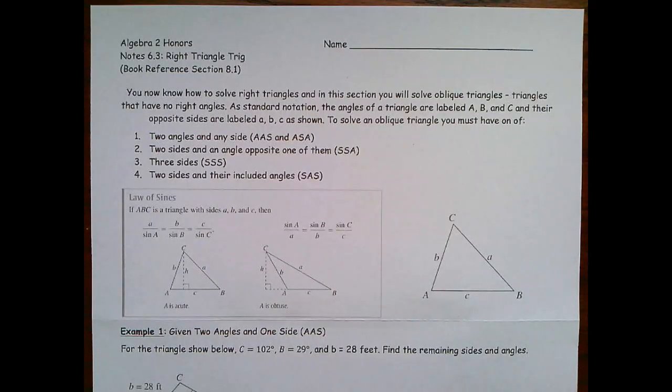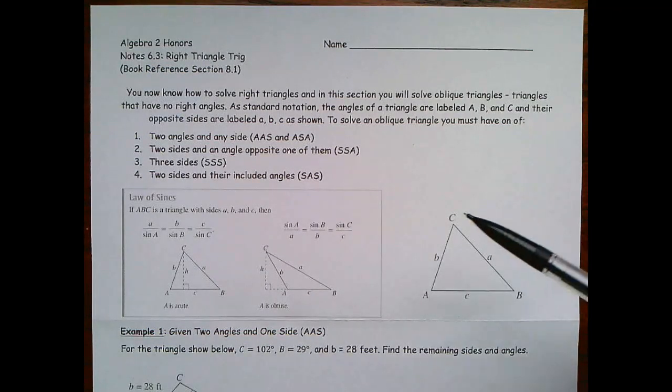Now, listen, a lot of you guys know what right triangles are. Oblique triangles are triangles that have no right angles. Obviously, right triangles are triangles with right angles. So oblique triangles have no right angles. And in standard notation, the angles of a triangle are labeled capital A, B, and C. And the opposite sides are labeled lowercase a, b, and c, as shown.